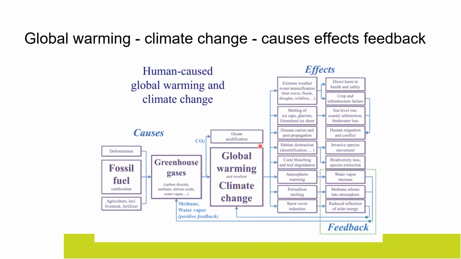Then when you want to break it down, you have extreme weather, which has direct harm to safety and health. You have crop and infrastructure failure. You have sea level rise. You have human migration, conflicts, and you have invasive species movement, biodiversity loss, and the likes. So these are some of the feedback that you see, and this gives you an overview of global warming, climate change, causes, effects and feedback.